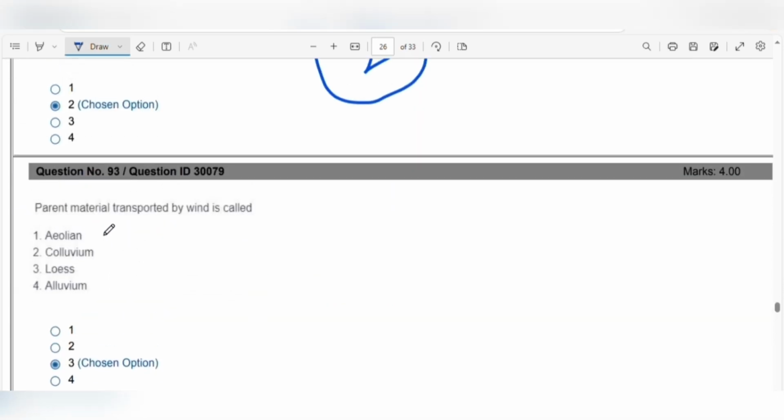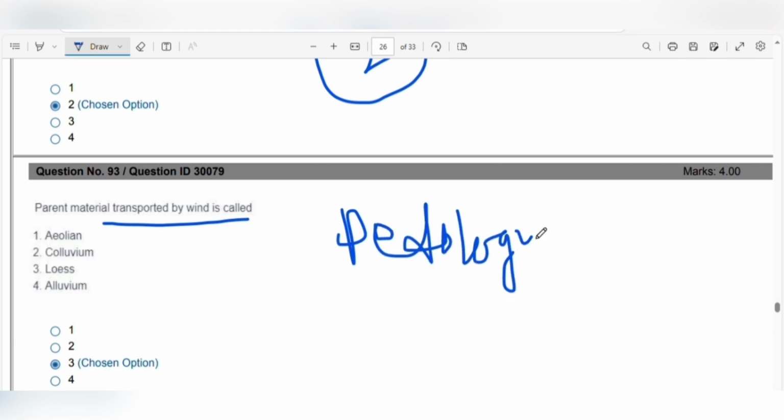Parent material transported by wind. This is again a question from pedology, and I think this is probably the 13th or 14th question from pedology. And again, I will repeat the same statement. Pedology is a bit difficult to grasp, and you have to read it thoroughly, multiple times. You have to revise again and again for gaining a good grip on the subject.